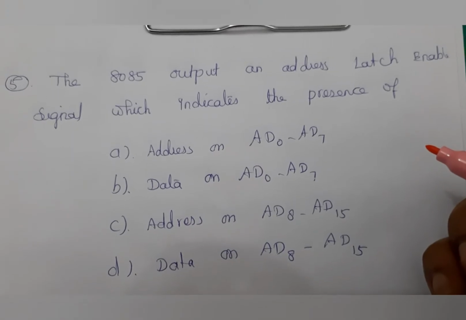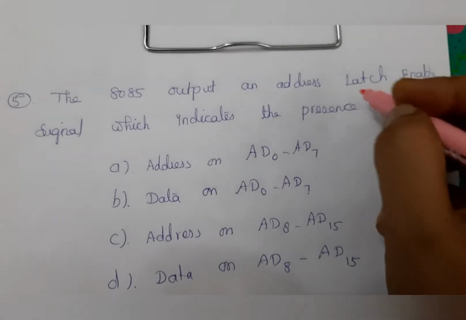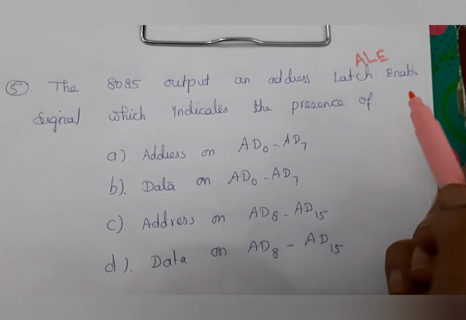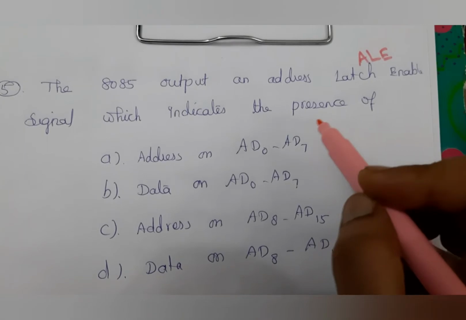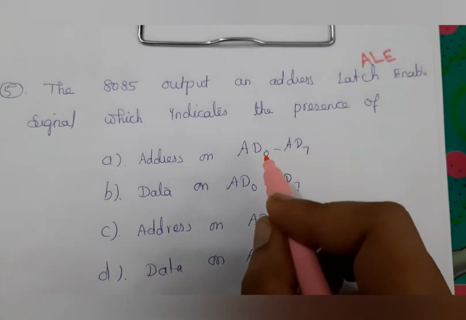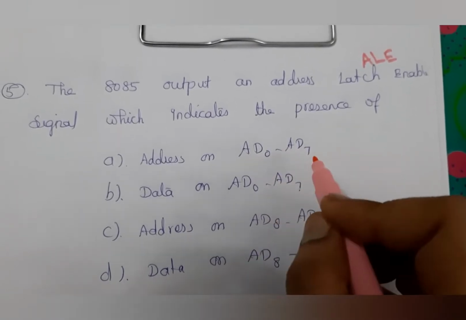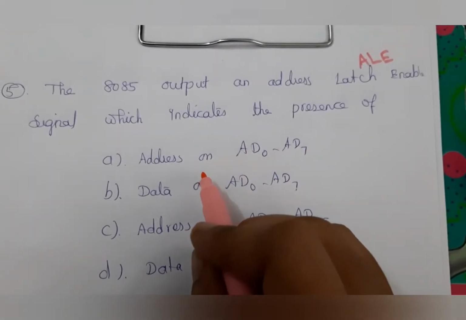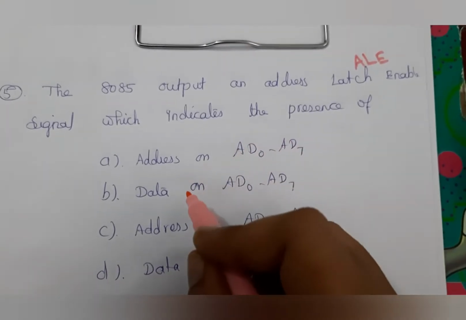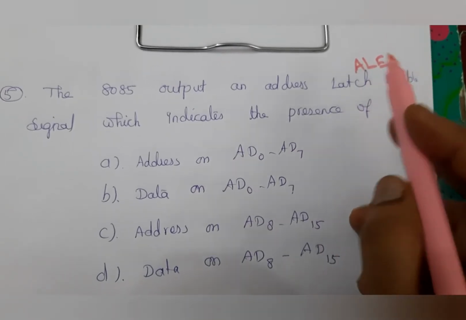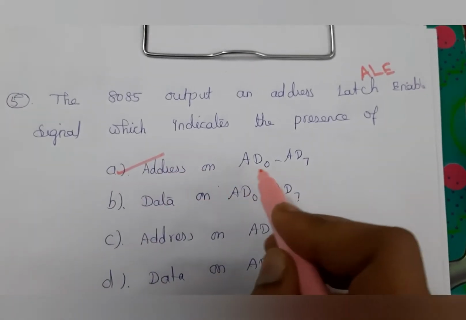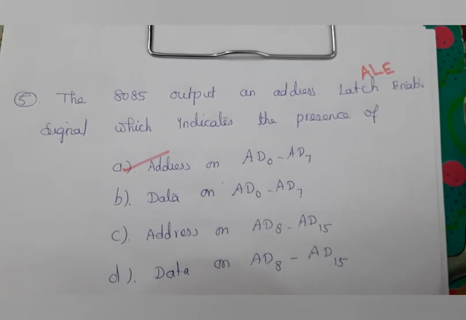Fifth question, the 8085 output, address latch enable signal, that is ALE. ALE uses a multiplexed line to indicate address and data. The pins 0 to 7 are multiplexed with the data and address also. If you enable this ALE, it indicates these pins are now for address. So here the answer is A, address on AD0 to AD7.